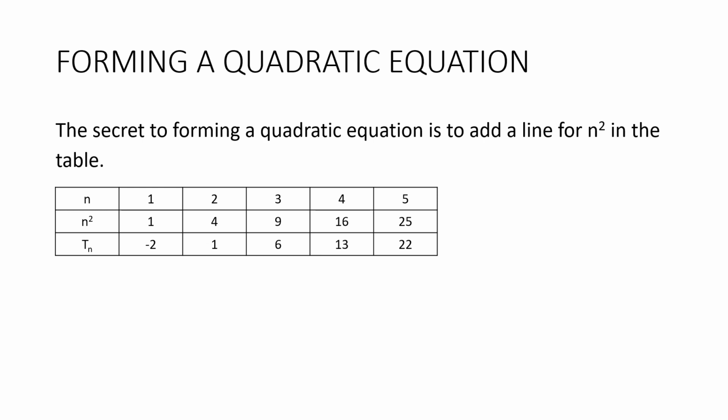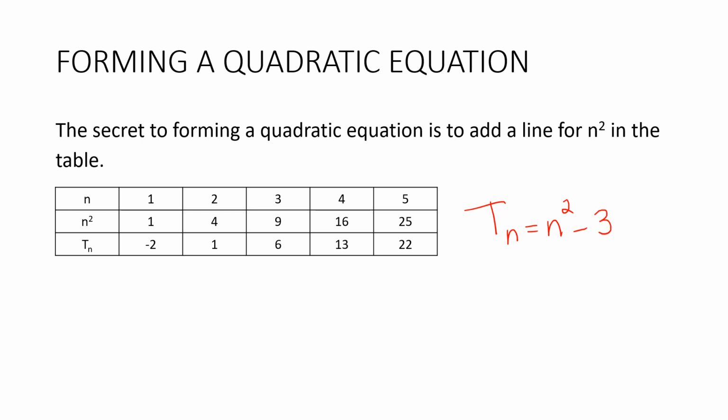So the secret to forming a quadratic equation is to add a line for the n squared in the table. So here I've got n and n squared, and there's my pattern there. And I need to find a relationship between n squared and Tn, or it might be between n squared and n. Who knows? Let's have a look and see if we can figure it out. Is there anything between 1 and negative 2, 4 and 1, 9 and 6? Yes, that's subtract 3, isn't it? So if I take n squared and subtract 3, I think I have the pattern. Let's just check that out. So here's my suggestion: Tn is equal to n squared take 3.